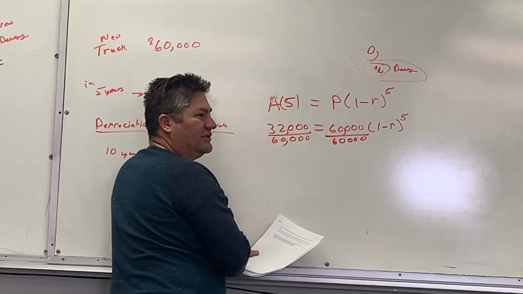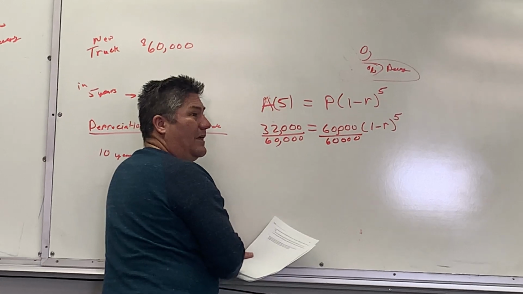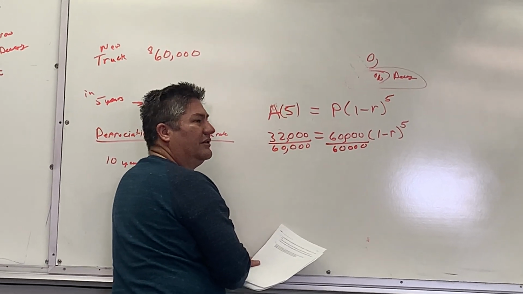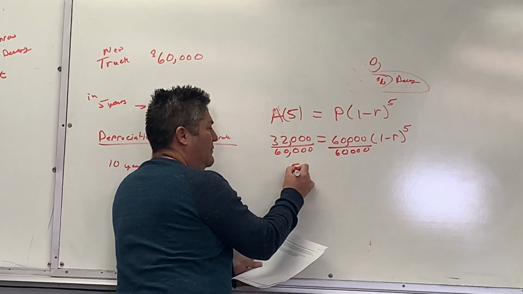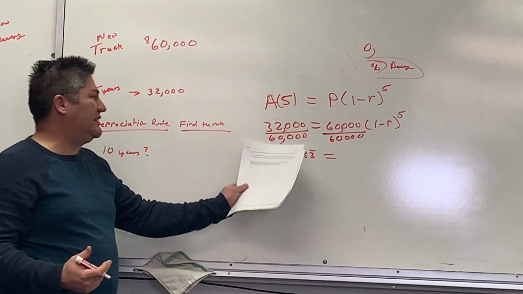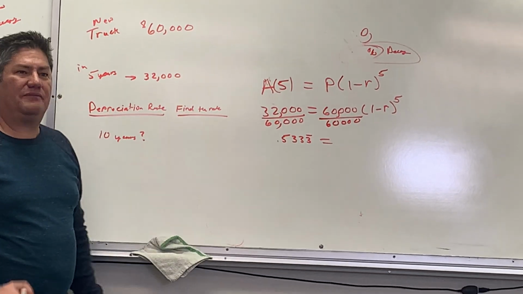32,000 divided by 60,000. What'd you get? It's going to be a decimal. You could even just do 32 divided by 60. 0.5333, repeating. Everybody got that? That makes sense. It's a little over 50%. That's fine.